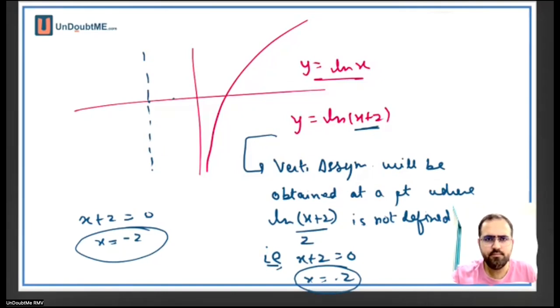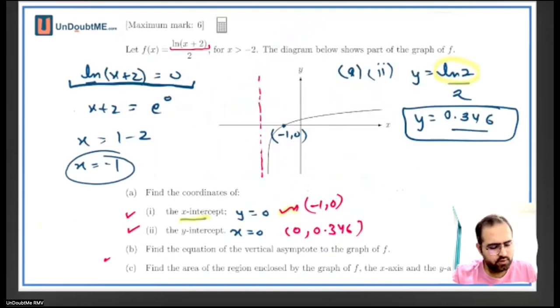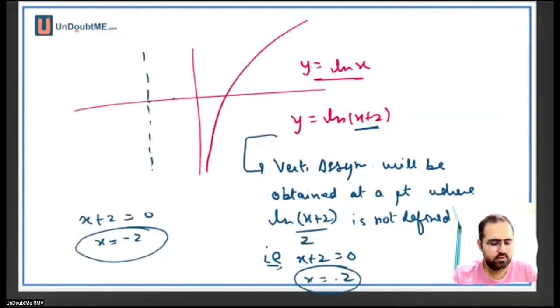Is it done? Next part of the question is: find the area of the region enclosed by the graph of f and the x-axis and y-axis.